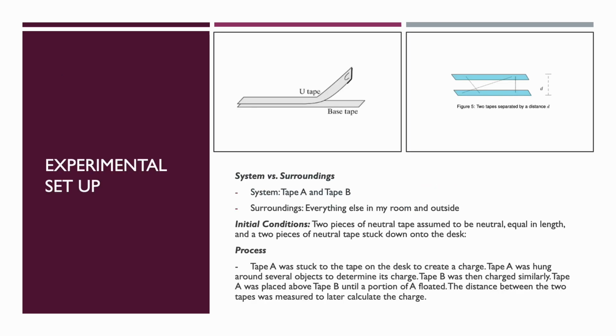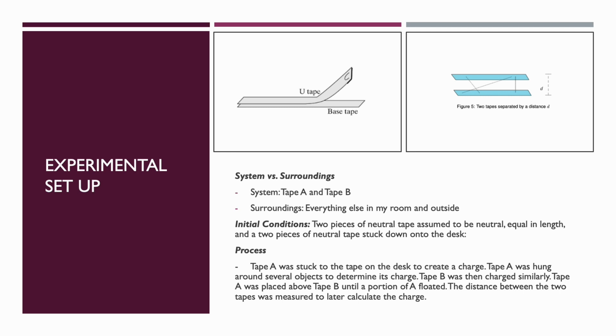So for our experimental setup, we have our system and surroundings. The system is tape A and tape B, and the surroundings were everything else in my room and outside. The initial conditions were 2 pieces of tape assumed to be neutral and equal in length, and also 2 pieces of neutral tape stuck down onto the desk.